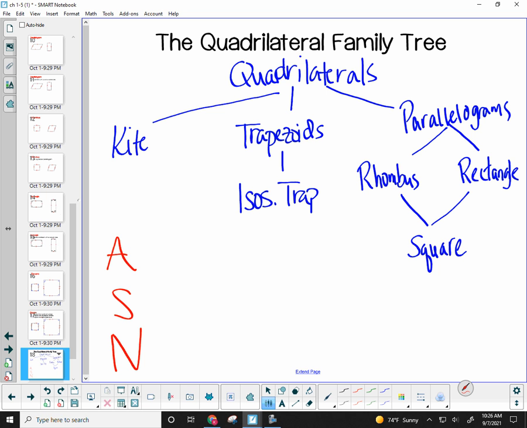Okay, so we're going to think about some always, sometimes, never questions. So let's think about the parallel lines. How many sets of parallel lines does a kite have? Zero, right? How many sets of parallel lines does a parallelogram have? Two sets, right? So can a figure have both zero sets of parallel lines and two sets of parallel lines at the same time? No. We can never jump from branch to branch on the family tree. And we can't jump from kites to trapezoids, or trapezoids to parallelograms, or parallelograms to kites. Okay, we can't jump those branches.